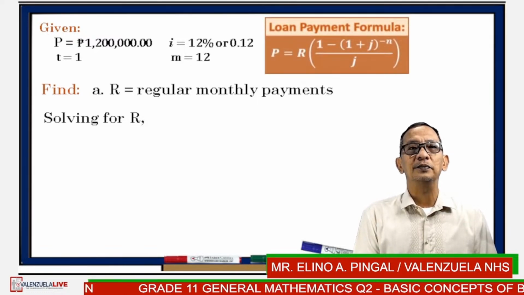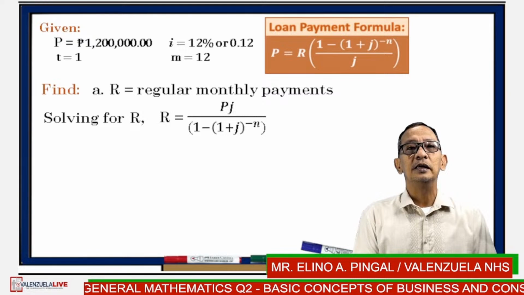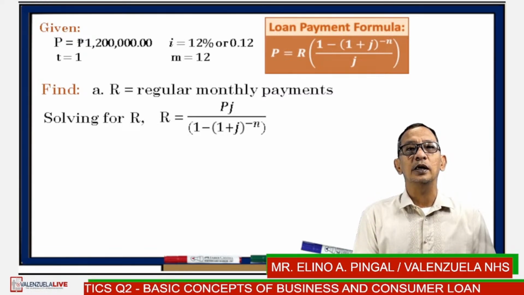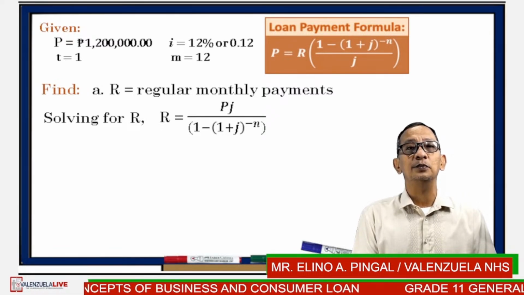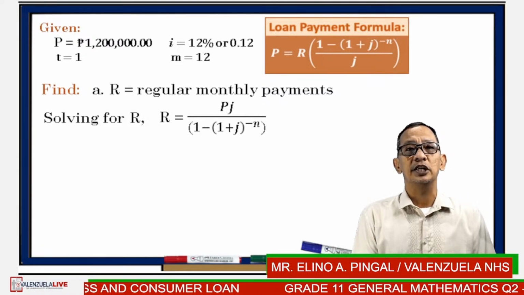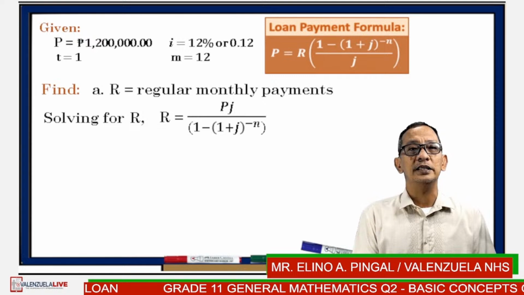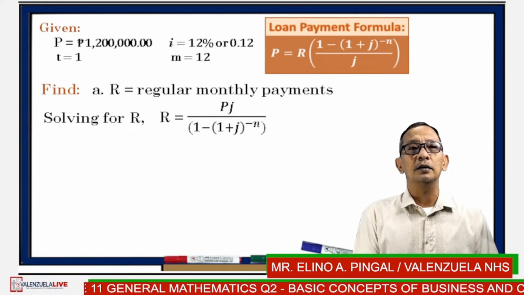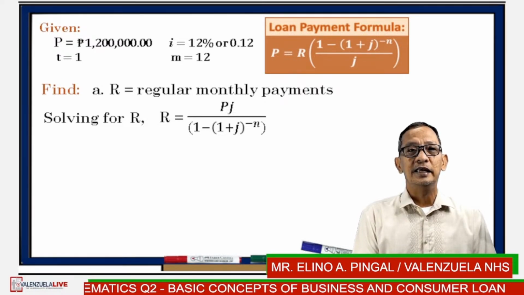Solving for R from the original formula or the loan payment formula, J is cross multiplied to P and the whole term 1 minus the quantity 1 plus j raised to negative n is cross multiplied, and so we have R is equal to Pj all over 1 minus the quantity 1 plus j raised to negative n.